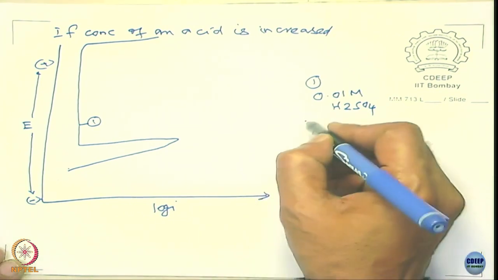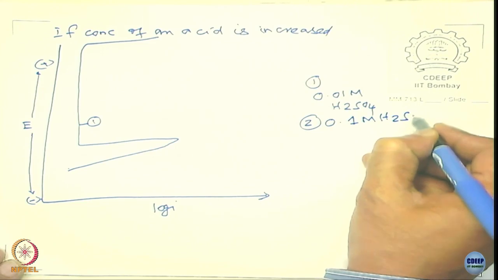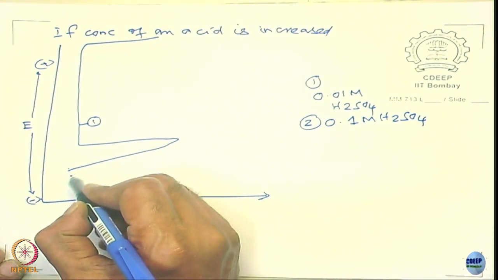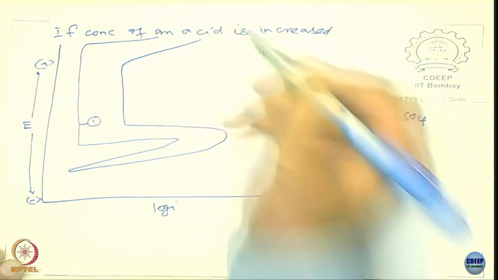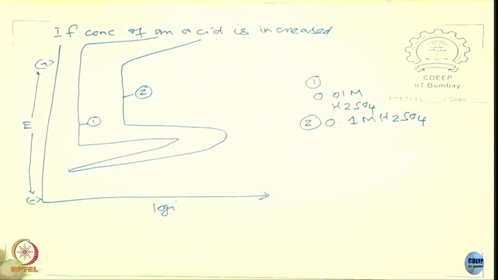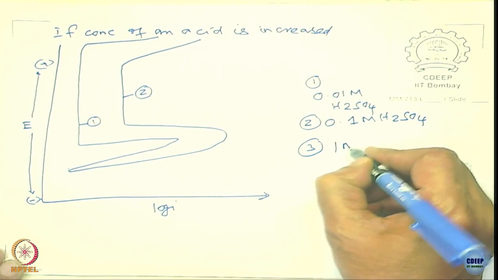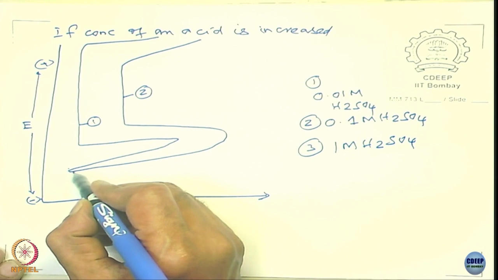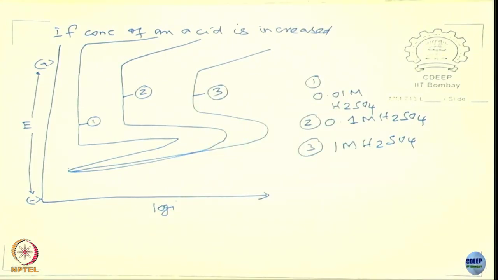If you make it, let us say, 0.1 molar sulfuric acid, you will see the active dissolution will increase. I am just giving a schematic, just showing how the trend looks. If I increase the concentration to 1 molar, then it is possible that this curve will go something like that. So, these parameters all depend on the environment. It may also depend upon temperature. Suppose I increase the temperature, I may get a similar effect.